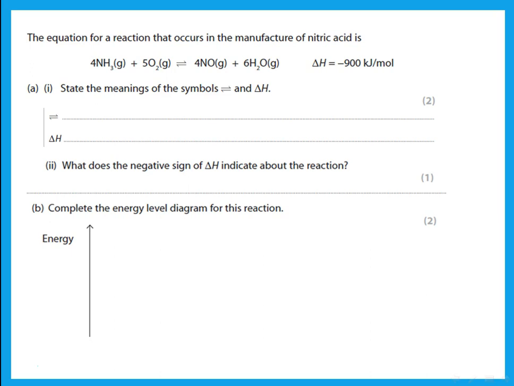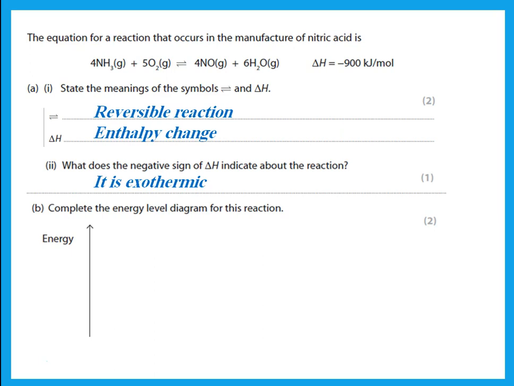Okay, this question says the equation for a reaction that occurs in the manufacture of nitric acid is this. State the meaning of this symbol and that symbol. Now, that first symbol, you should remember, means that the reaction is reversible. Now, the delta H, please do not say that this is delta H. We read it as delta H, but what does it indicate? It indicates enthalpy change or heat change. If the word enthalpy is too difficult, you can write heat change. What does the negative sign of delta H indicate? Remember, if delta H is negative, that indicates that the reaction is exothermic. So he's telling me that this reaction is exothermic.